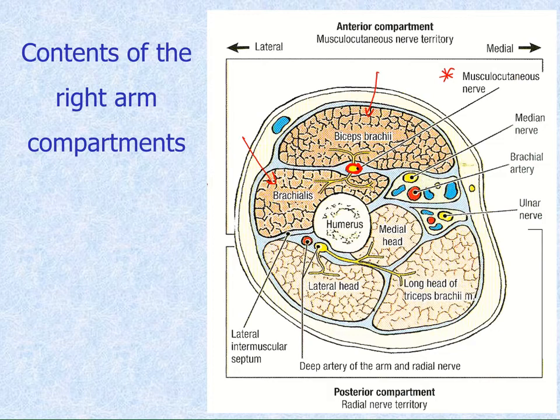In the posterior compartment, you can see the large triceps muscle with its three heads: medial head, lateral head, and the long head. The nerve of the posterior compartment, which is the radial nerve, this one, is seen to be related to the posterior surface of the humerus. The area of the humerus to which it is related is called the radial groove.